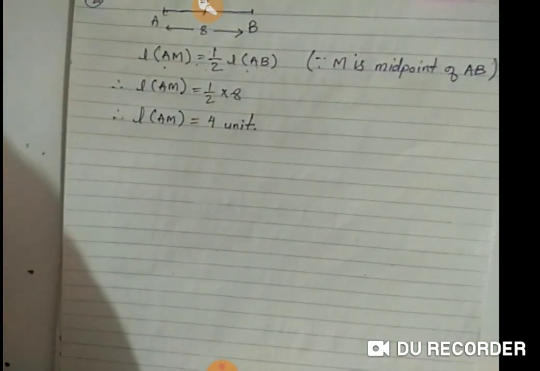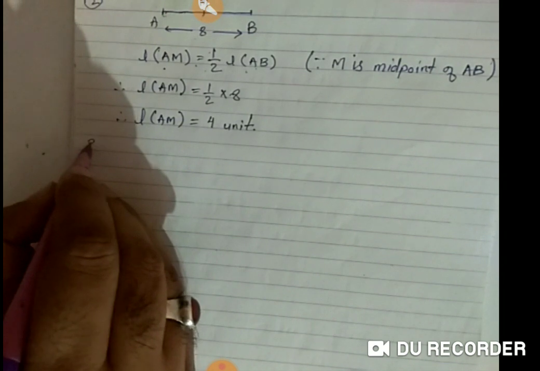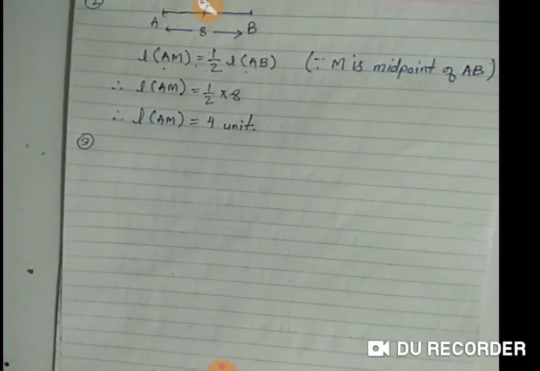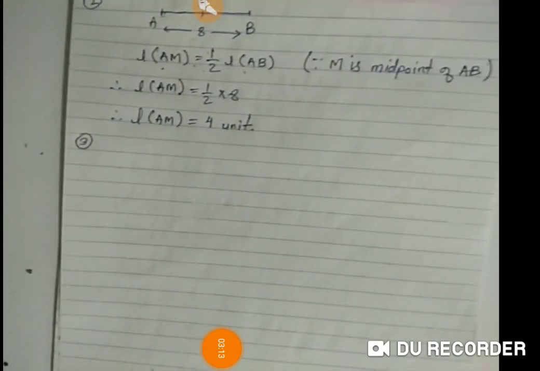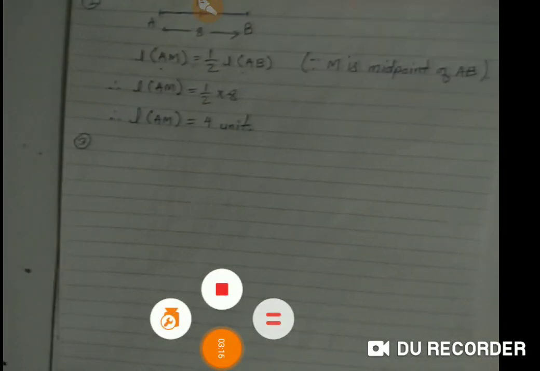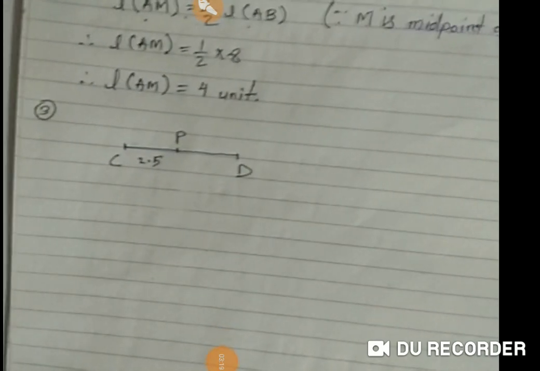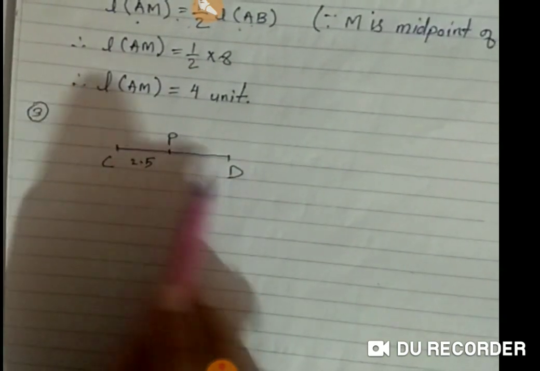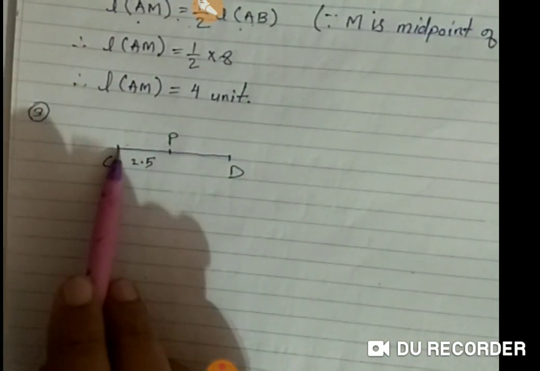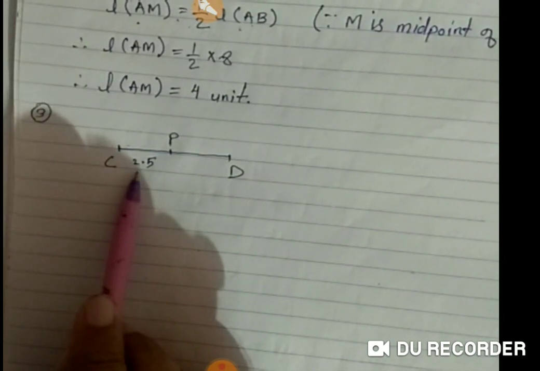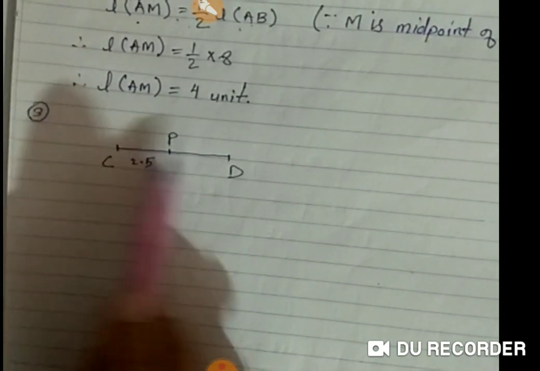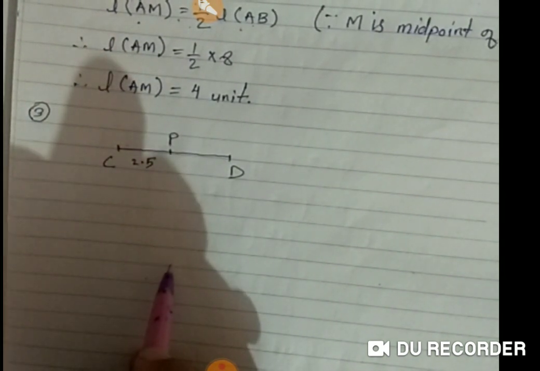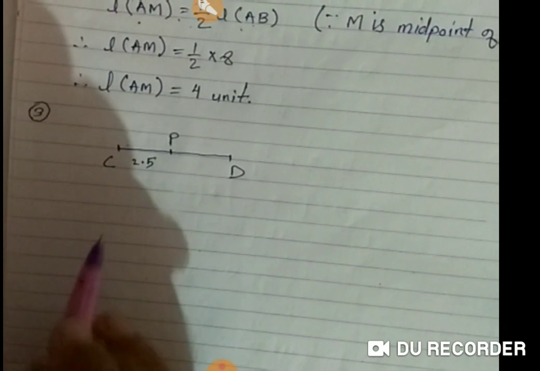Your question number 3. Yes. Question number 3. Point P is midpoint of CD, where CP is 2.5 centimeter. We need to find out whole length of CD. Same rule you can use, that is midpoint property.